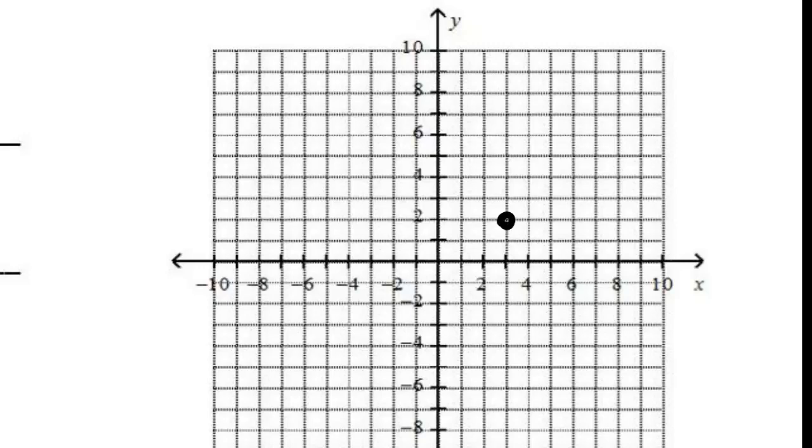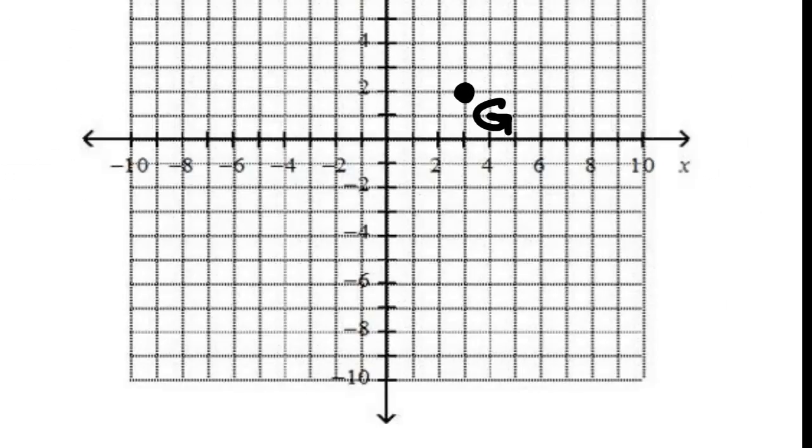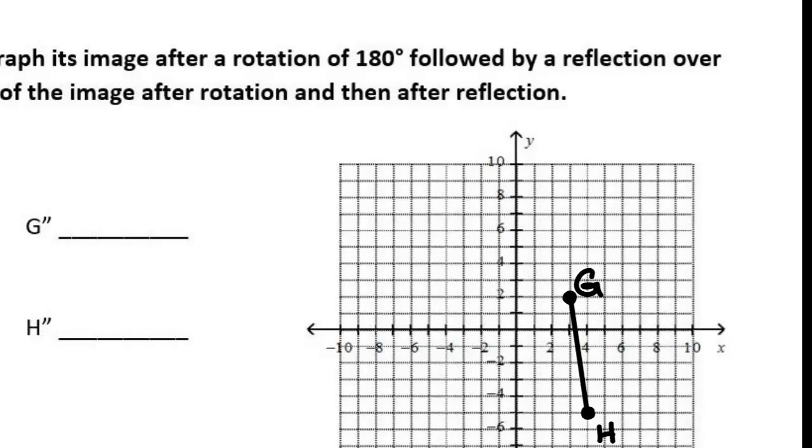G, right here, 3, 2. And H, 4, -5. Grab my straight edge and connect those points together. We're doing 2 transformations to this one. The first one that we're going to do is a rotation of 180 degrees.